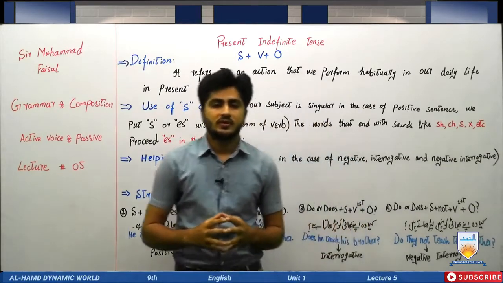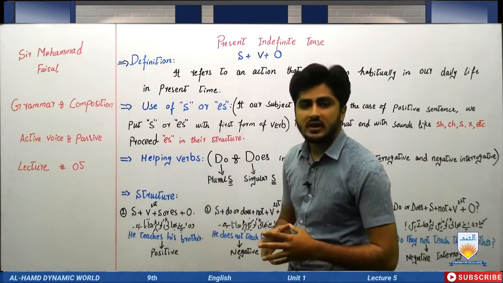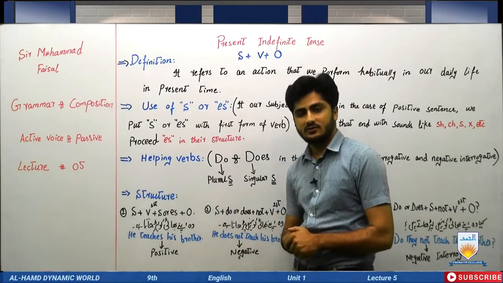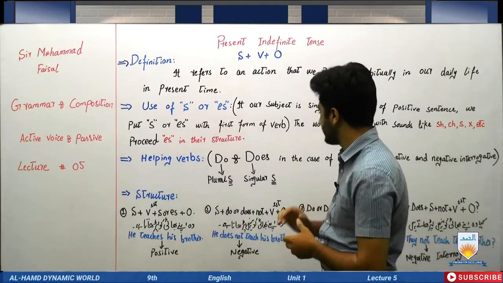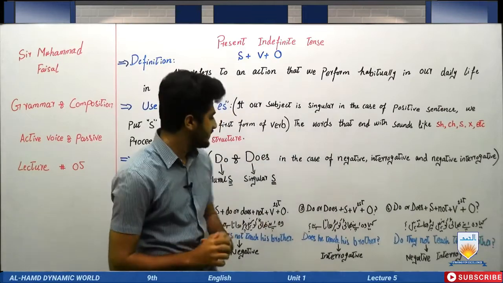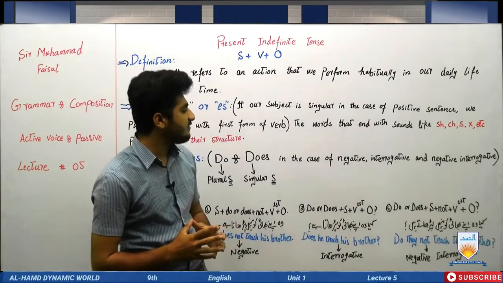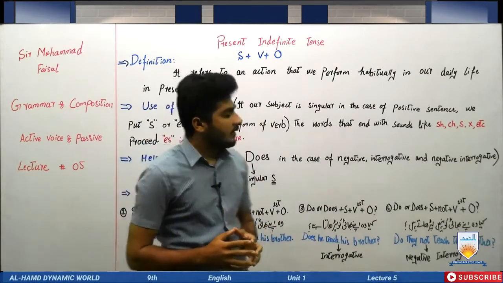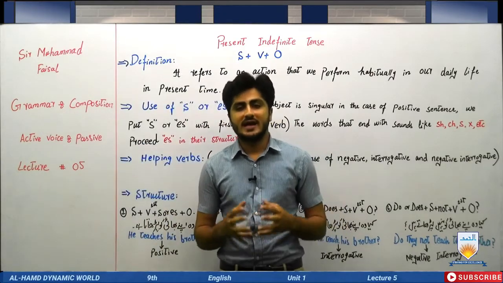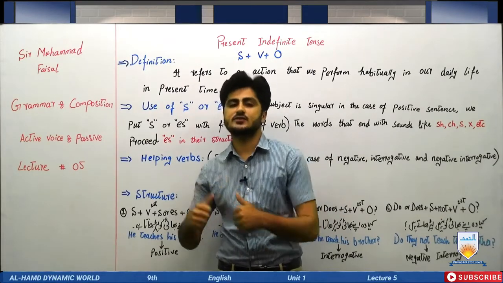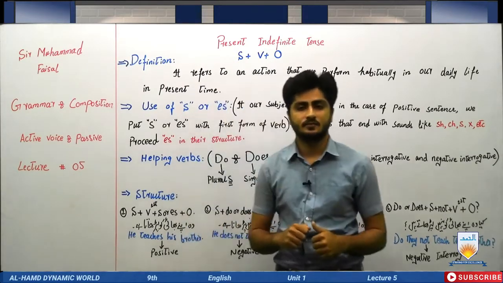Now let's see the helping verbs of this tense. Do and does are the helping verbs of this tense. Do and does, in the case of negative, interrogative and negative interrogative, are used as helping verbs of this tense, present indefinite.